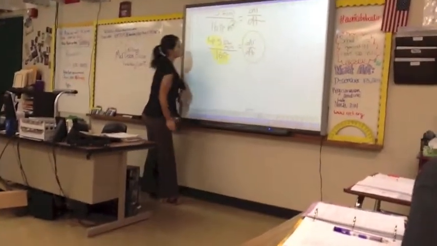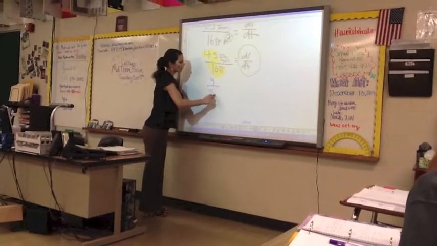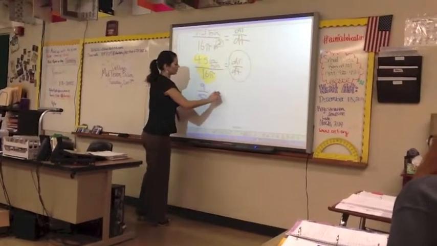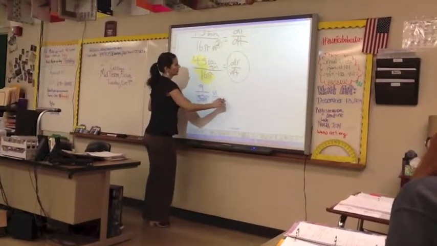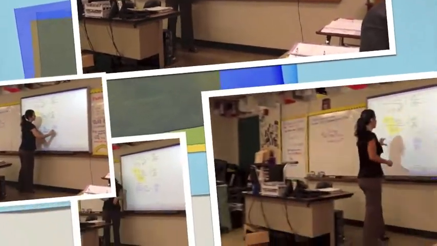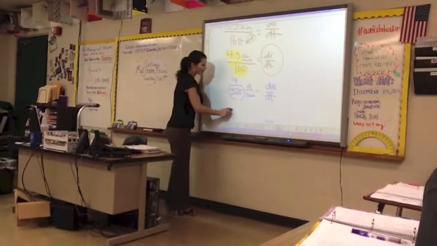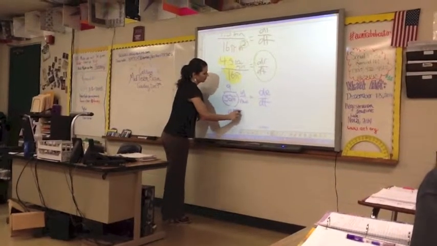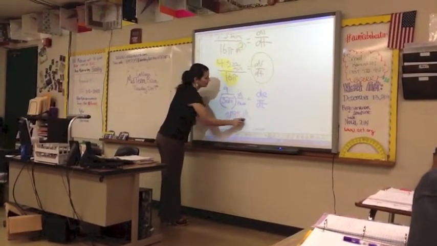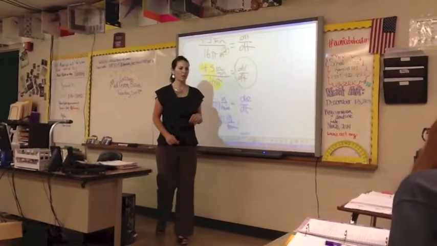So if I multiply both by 2, I get 9 over 32 pi, and that's inches per minute. And that is the change in radius over the change in time. And so if I put this in my calculator, I get 0.0895 inches per minute, which is the change in radius over change in time. Any questions?